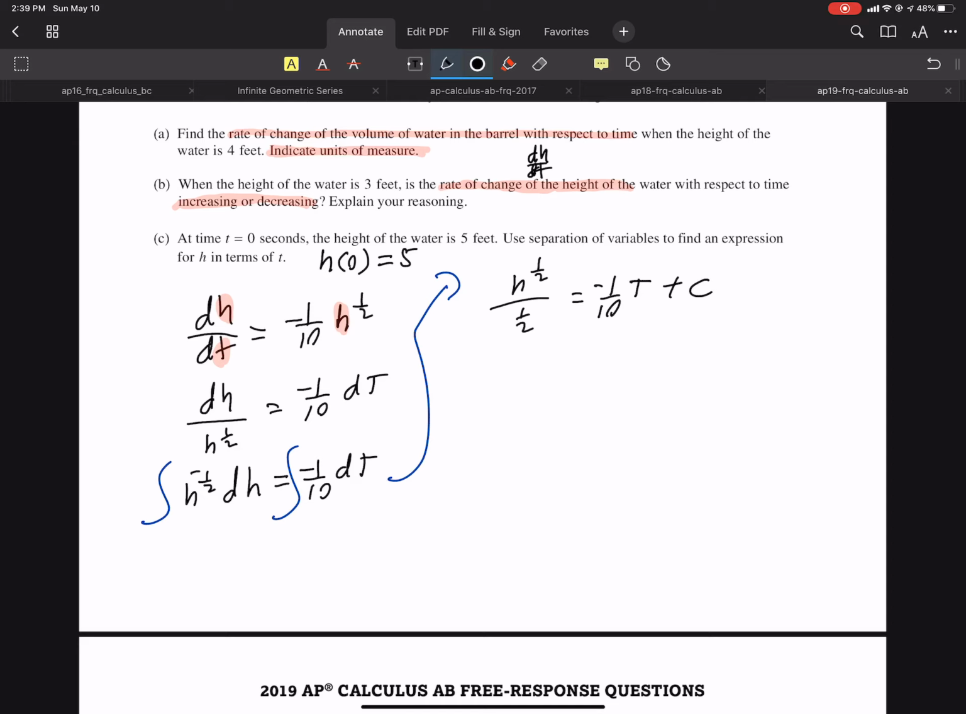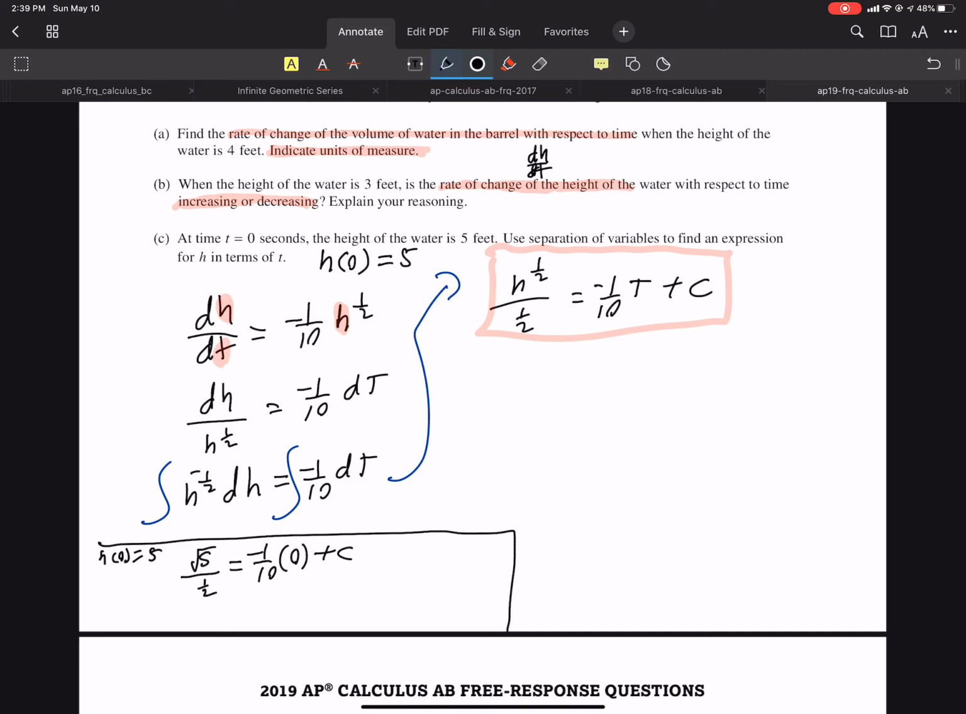Now for solving for c, we're going to get another point. So side work, I'll do it over here. We know that h of 0 is 5. I'm going to plug that in. Oh, I forgot my mouse isn't working. I'm going to plug that into this equation here that we just found because we know that is an equation that always works. So we're plugging 5 for h. So 1/2 power is square root over 1/2 equals negative 1/10 times 0 plus c. So c comes out to be 2 radical 5. So you get a point for doing that.